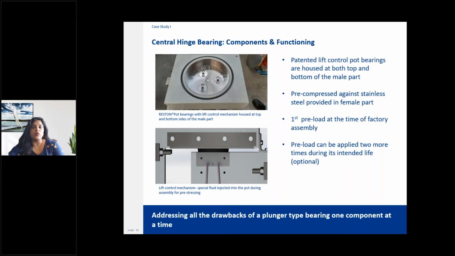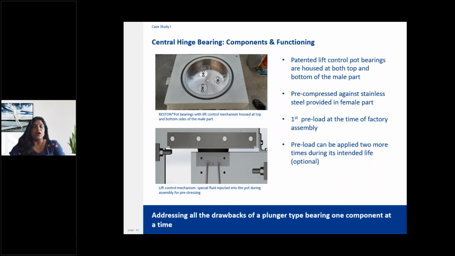Now we already know that the central hinge bearings house pod bearings at the top and bottom. And my colleague Daniel already mentioned that the elastomeric pad behaves like a semi-fluid under compression. In a lift control mechanism, a special fluid is infused into the pod cylinder during the assembly at the factory itself to apply the required preload. This operation can be done 2 or more times during the entire service life of the bearing to ensure that it remains pre-compressed and also free from fatigue stress.